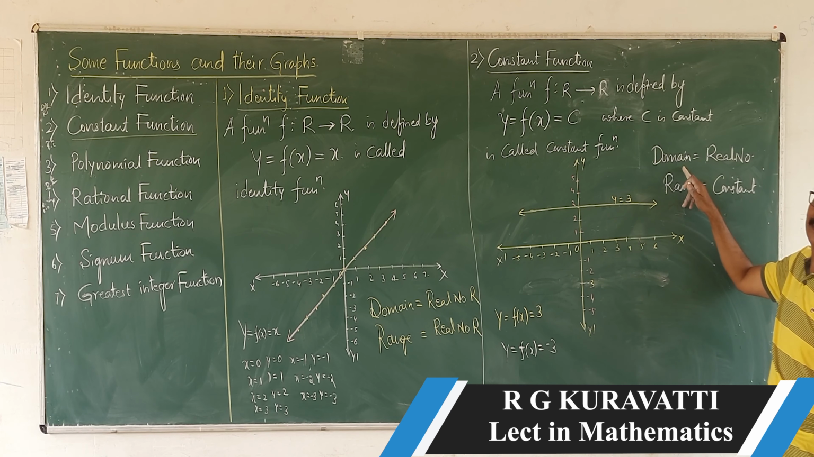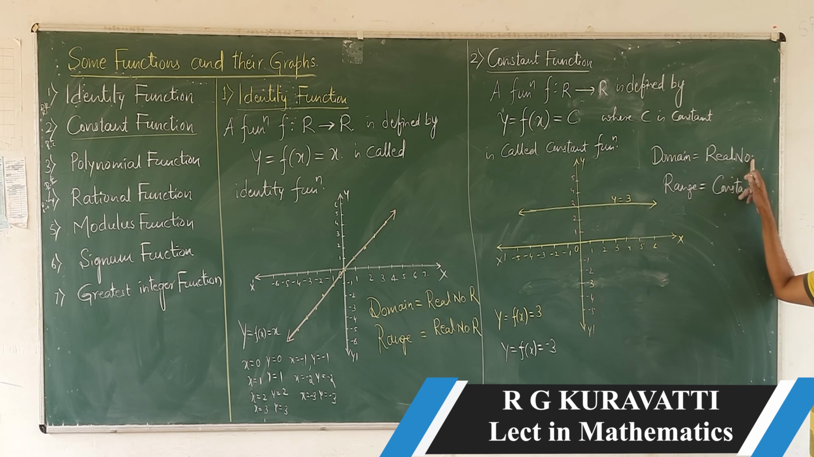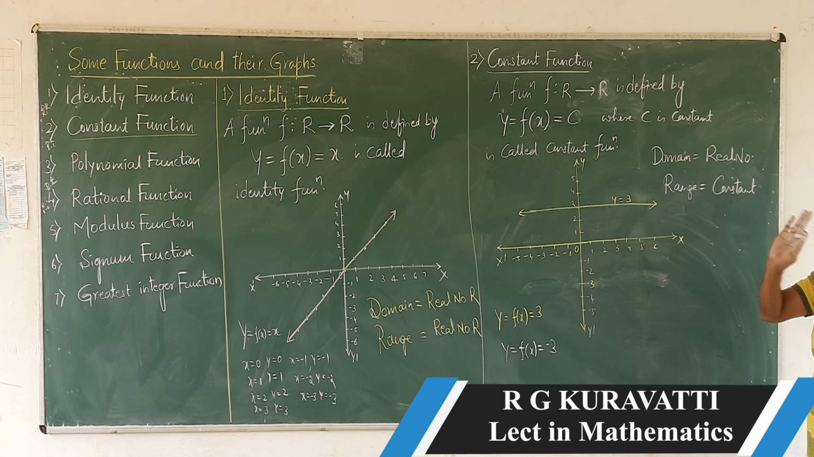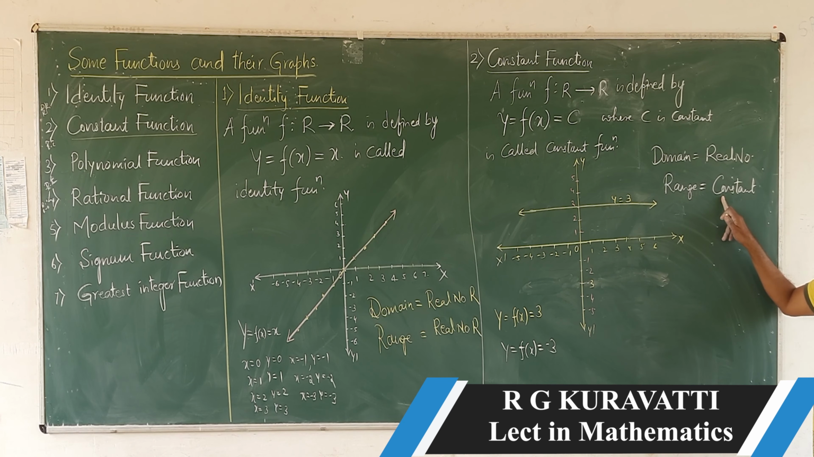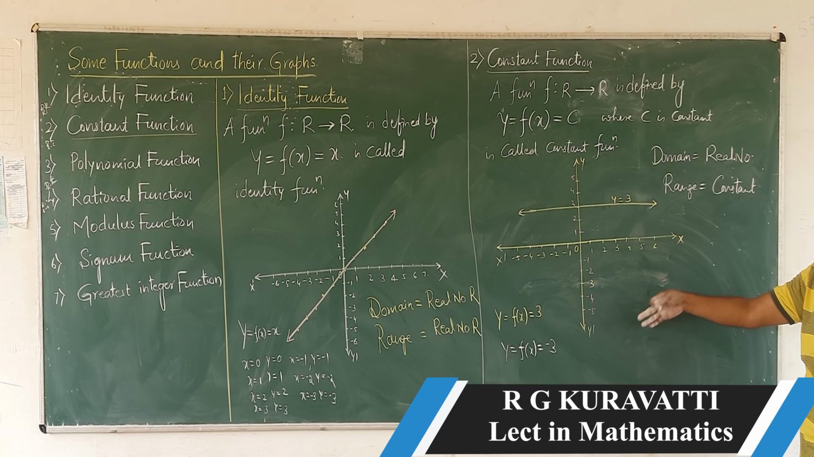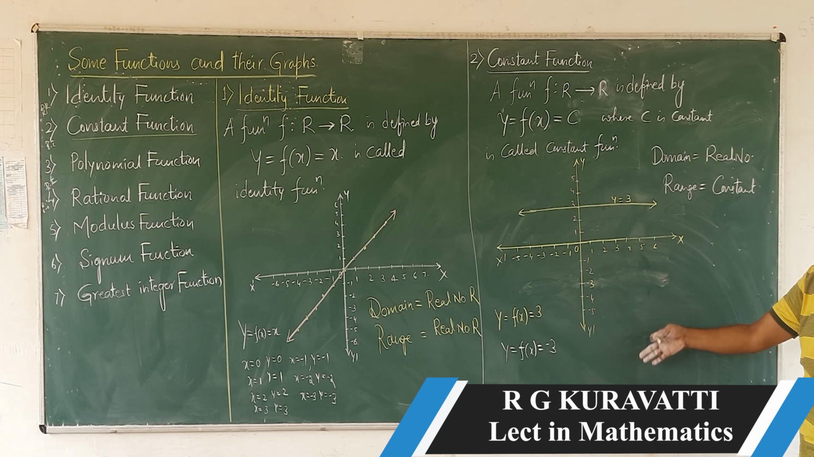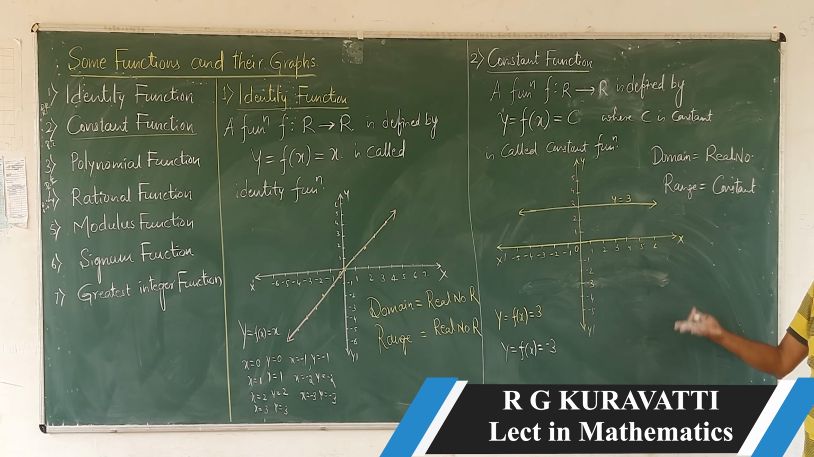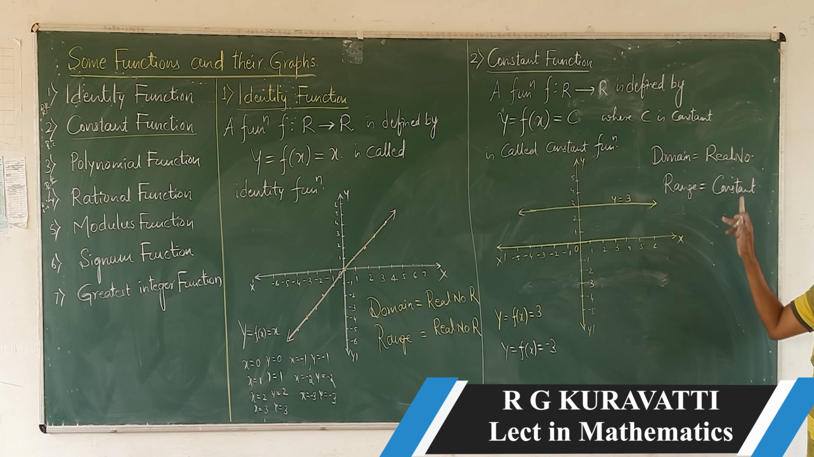Now what is the domain? Domain is the set of real numbers. What is the range? Range is not the set of real numbers. It is only a constant value. 3 is a constant. You take 5 or you take -5. You take 7, you take -7. You take 10. Take any one number. That number should be a constant function.